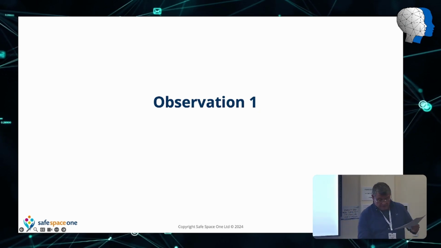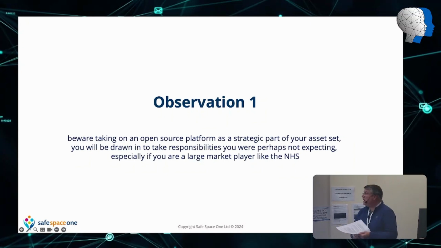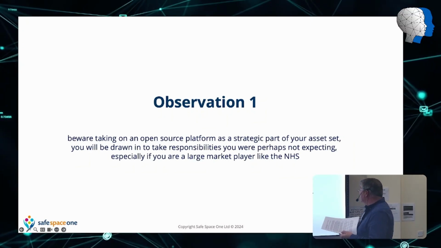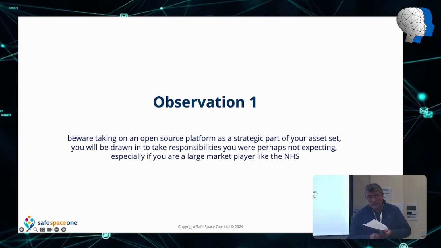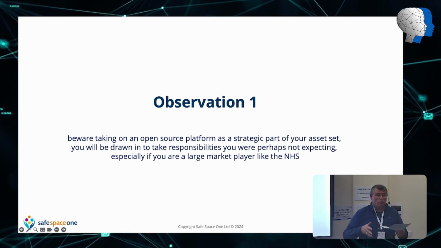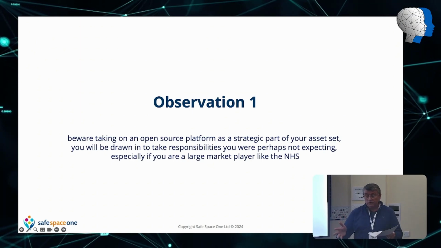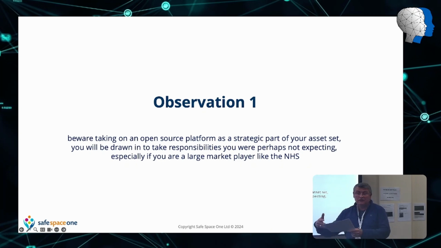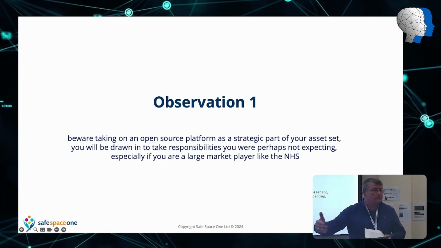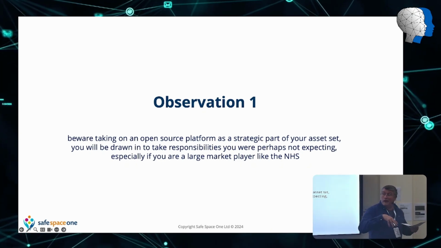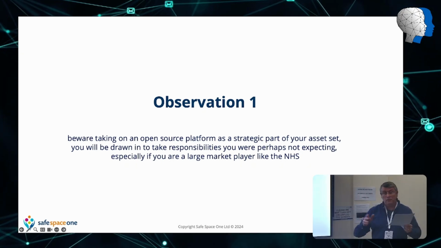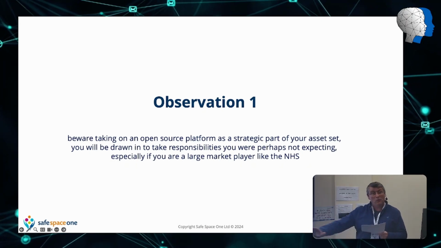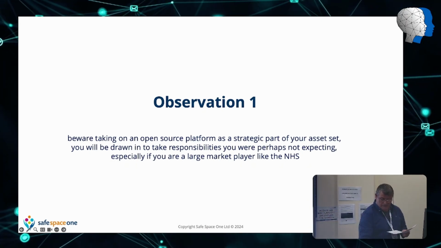So I guess my first observation is beware of taking on open source as a strategic part of your asset set, because you'll be drawn into responsibilities you were not expecting. And what those responsibilities were in this case was actually a bunch of very good software engineers spending 80% of their time advocating within the GNU community to get the functionality they wanted into the next version of the product. Because it wasn't controlled by us, the open source user, unless you decided you want to fork it. But if you want to fork it, then that's a whole different ball game, right, in terms of management.